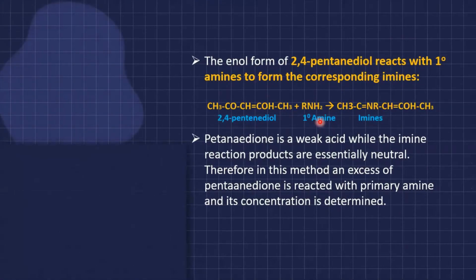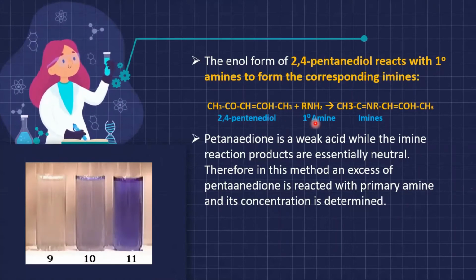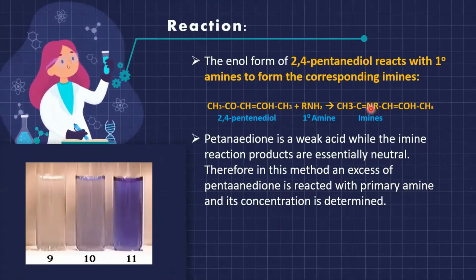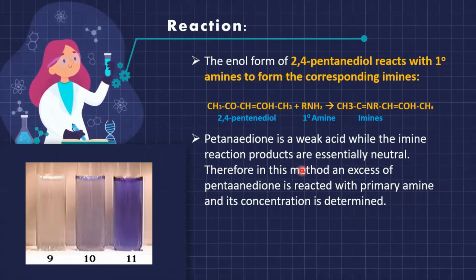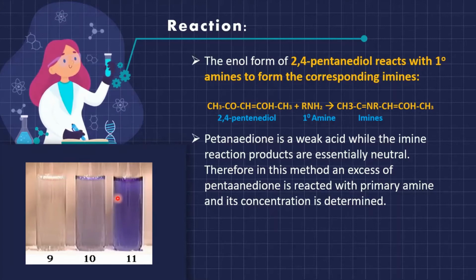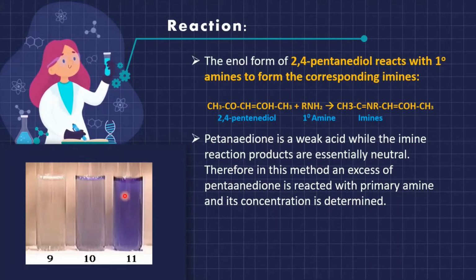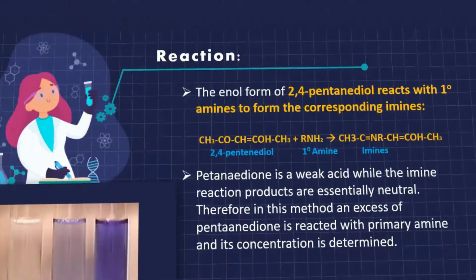Here, this shows the reaction in which 2,4-pentanedione is reacted with the primary amine, giving us the amides. Here, the pentanedione is a weak acid, while the amides, which are the products, are essentially neutral. Therefore, in this method, the pentanedione is taken in excess and is reacted with the primary amine, and its concentration is determined. This is the indicator which was used in this method, and the formation of the blue color represents the end point of the reaction.